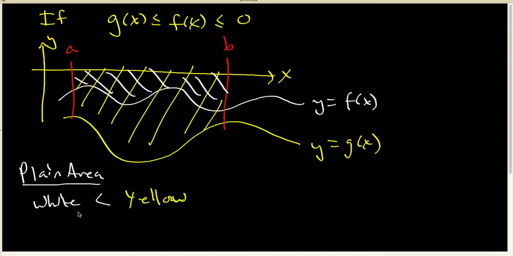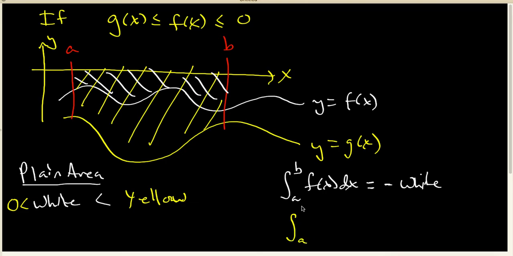But in terms of plane integrals, in terms of plane area, everything is considered to be a positive number. And what I want to notice is that the integral between a and b of f of x dx is actually equal to minus the white area. And the integral from a to b of g of x dx is actually equal to minus the yellow area.